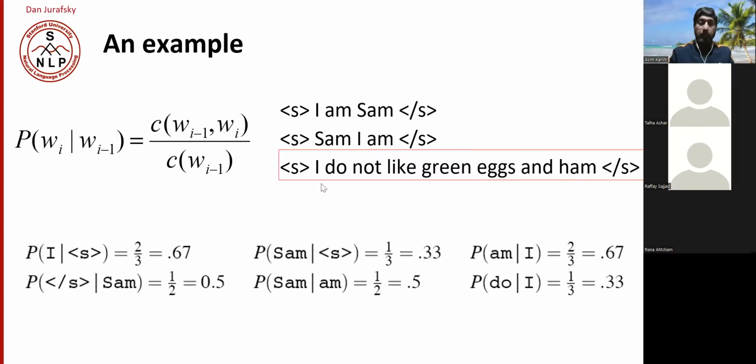So for example, if you want to find the probability of I given <s>, you'll need to count the number of times that <s> and I occur together in this corpus. It occurs twice. Then you divide it by the number of times that <s> occurs, which is the context, which is 3. So the probability of I given <s>, the start of sentence, is 2/3. And of course, this is a bigram estimate, so you have 2 words at a time.